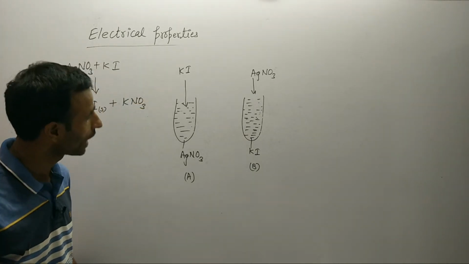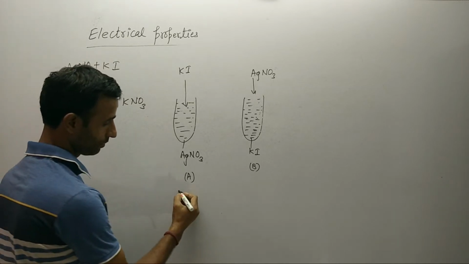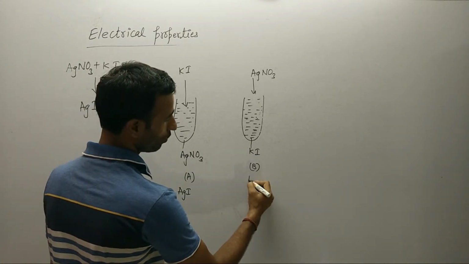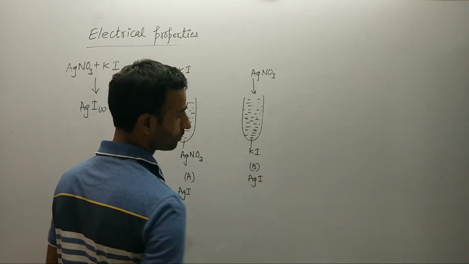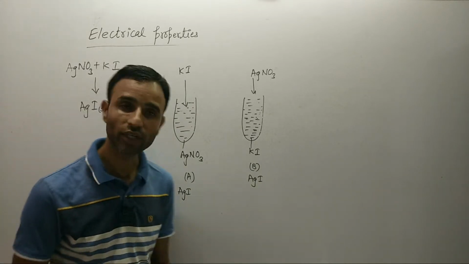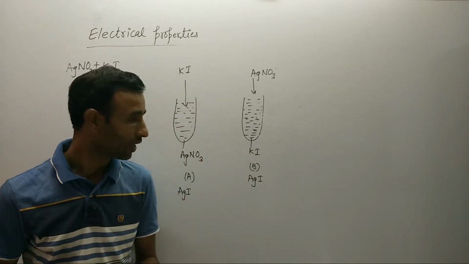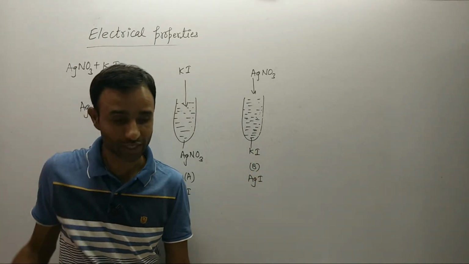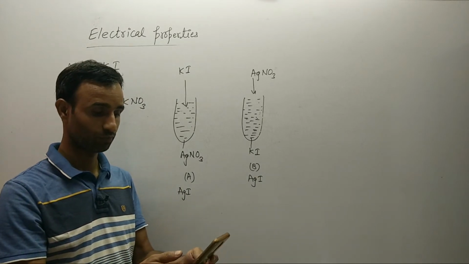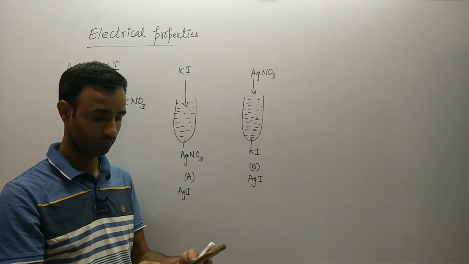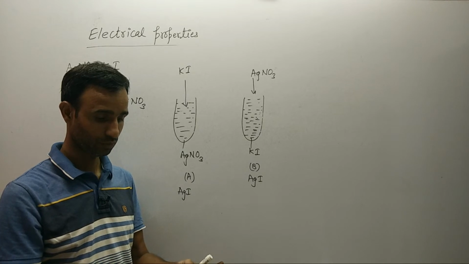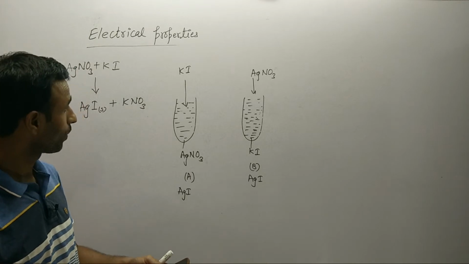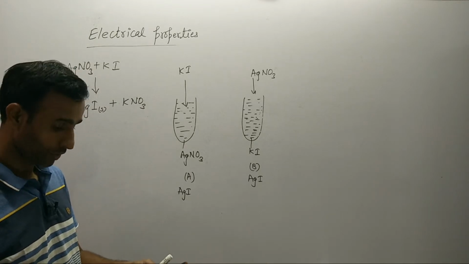Right? Now tell me, in A, what is the charge on AgI? And in B, what is the charge on AgI? In test tube A, what is the charge on AgI? And what is the charge on AgI in B test tube? Fast. A positive charge. Very good, Anika.